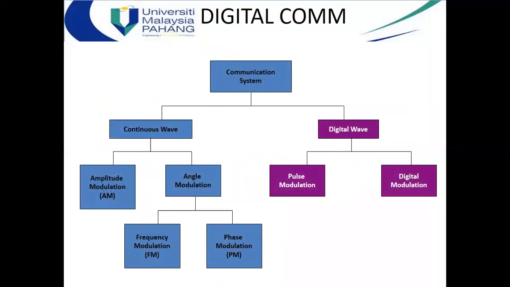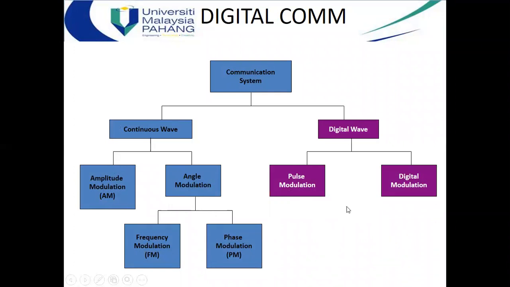So let us view an overview of digital communication or digital systems. In a communication system, there are two branches: continuous or analog, and digital. Analog uses continuous waves, whereas digital uses the digitized wave or discrete values. In continuous or analog waves, the modulations used are amplitude modulation and angle modulation. Angle modulation has two categories: frequency modulation and phase modulation. This we have already completed.